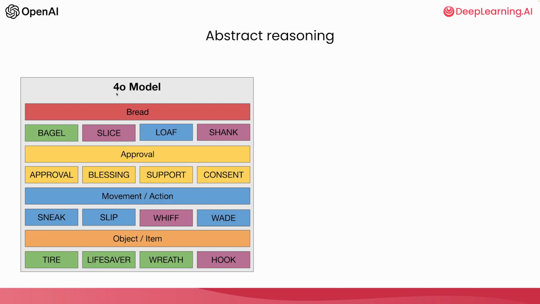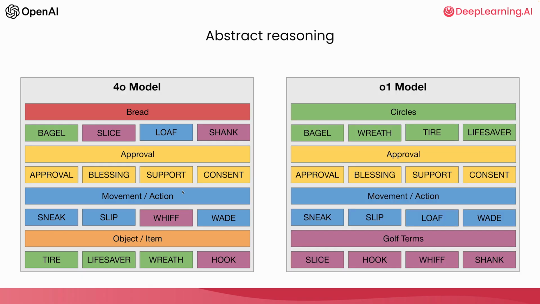We gave GPT-4o 16 words, and it was challenged to identify the 4 categories which united those words, and then place the right terms in each category. And you can see here that its performance was fairly haphazard. Other than approval, it was only able to identify one other category, which was movement/action, and it misidentified one of the terms. Whereas when we tried it with O1, it was able to correctly identify both the 4 categories and all 16 of the words.